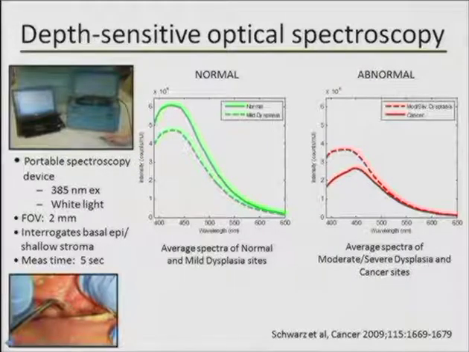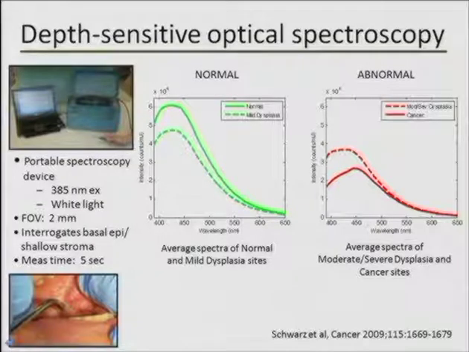It is again a portable device that uses 385 nanometer excitation and also does reflectance under white light illumination. It has a depth-sensitive probe configuration that's configured to target the basal epithelium and shallow stroma where the early precancerous changes occur. And it takes about 5 seconds to do a measurement, and then it produces an immediate posterior probability of disease, a percentage probability based on the optical measurement, and a prediction of whether the site is normal or abnormal. And there's nothing like a real-time prediction to tell you whether you have an instrument that's working well or not. And here you see the spectra.